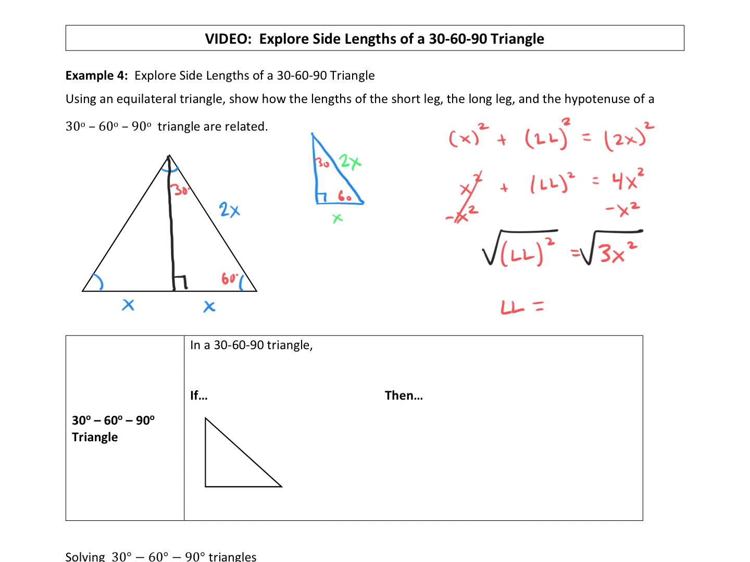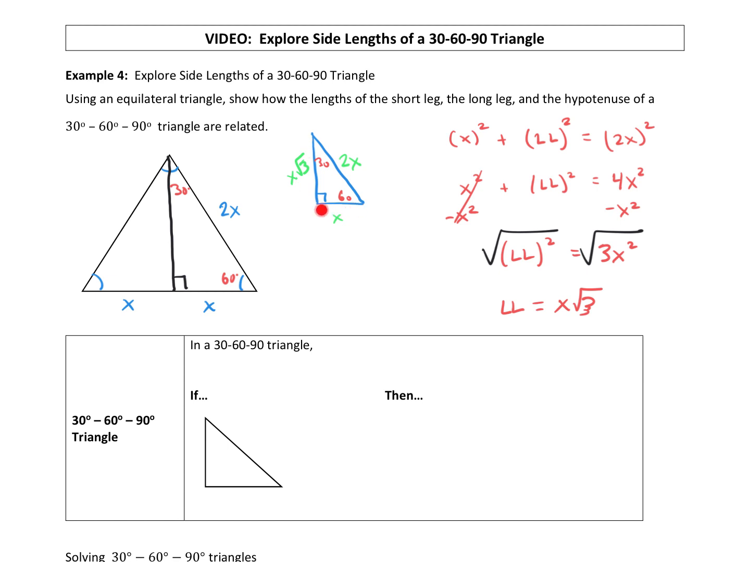But we can square root the x squared. Square root of x squared is x, and that 3 stays underneath. That's a little sloppy, but what we just discovered is that the long leg of our triangle is x times a square root of 3. So it is the short leg times a root 3.